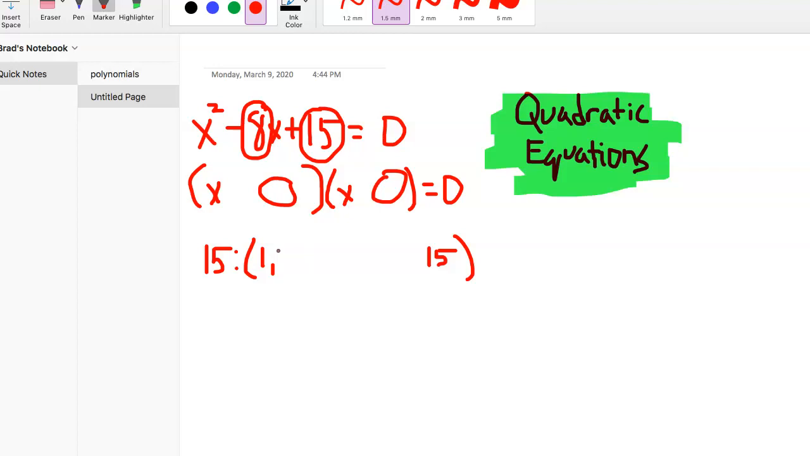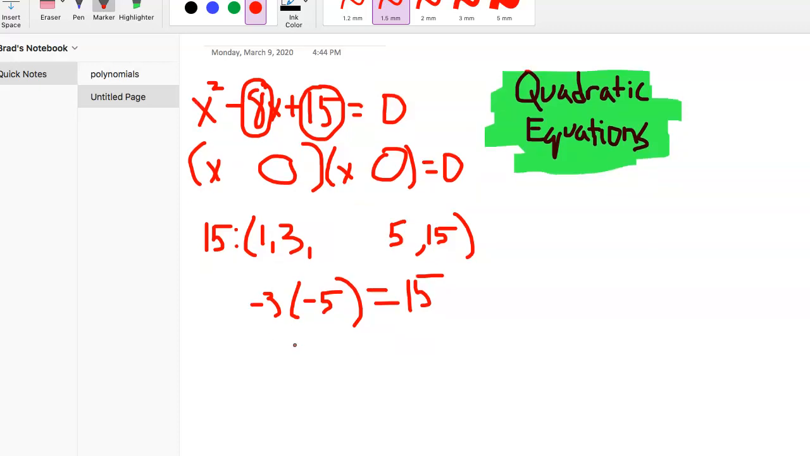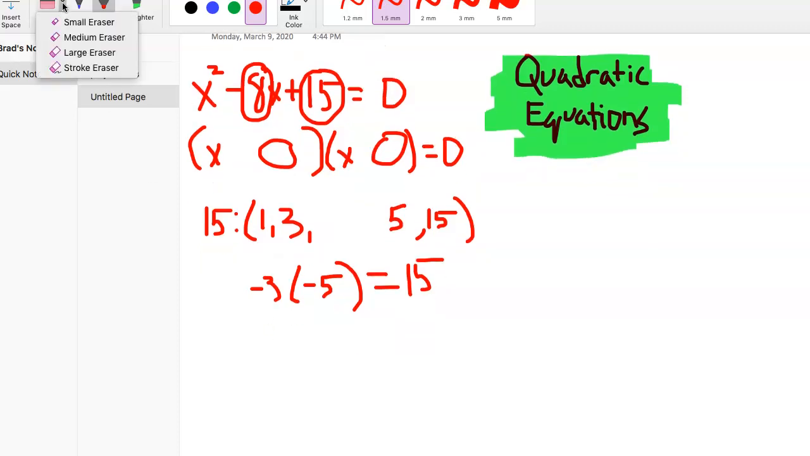So 1 and 15 doesn't look so good. Really, our only other hope is 3 and 5. 3 times 5 is 15. And what if it was negative 3 times negative 5? That equals 15, two negatives equal a positive when we multiply them together. And negative 3 plus negative 5 equals negative 8. What do you know? Okay, so let's fix this thing.